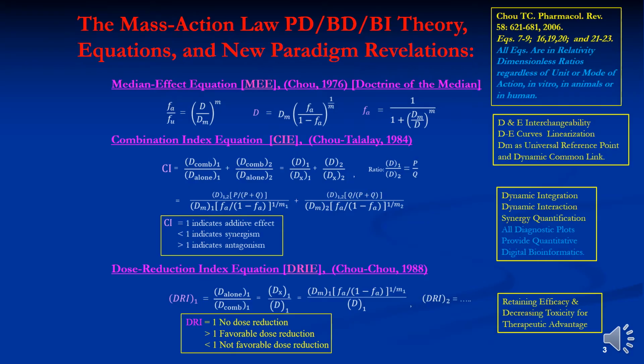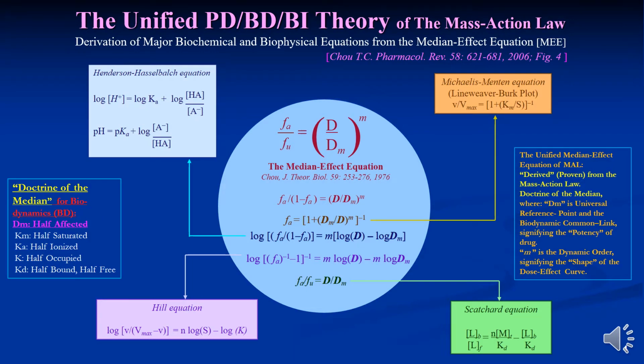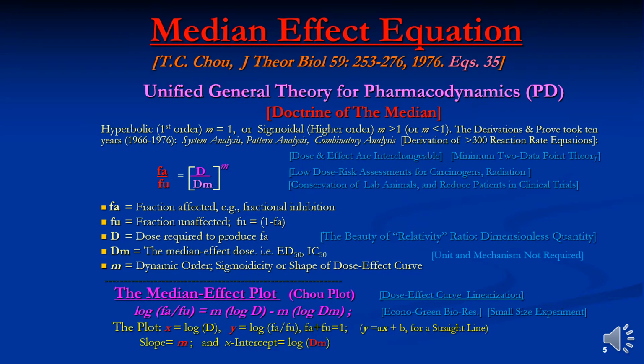For the theory, the median effect equation for general theory, the combination index equation for calculating synergism or antagonism, and the dose reduction index equation for calculating dose reduction in synergy situations. The unified theory is the mass action law, which is the median effect equation, also called the doctrine of the median. The median effect plot linearizes the dose effect curve of different shapes and different potencies.